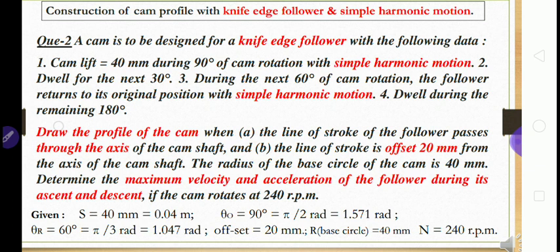Next, the fourth point is given that dwell during the remaining is 180 degree. So remaining dwell is 180 degree. So these dwells we are not interested in. We are interested in the degrees of cam during the outstroke and return stroke.